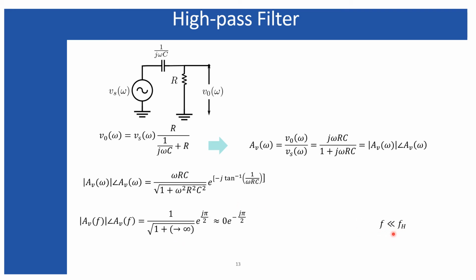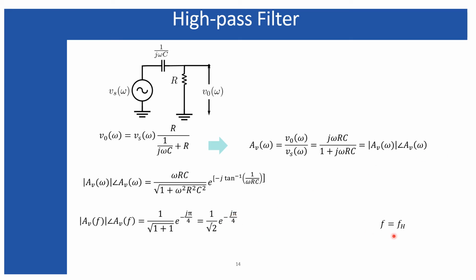So for f very much less than fh, this goes to infinity because I put f equals 0 as the limiting value, and that gives the limiting value of infinity in the denominator of this expression, and that makes this magnitude 0, and the phase angle becomes minus pi by 2 or minus 90 degrees. It is just opposite to the low pass filter, where at f equals 0 the magnitude was 1 and the phase angle was 0, and at f very much greater than fl it was 0 and the phase angle was 90 degrees. But here the situation is just reverse of the low pass filter.